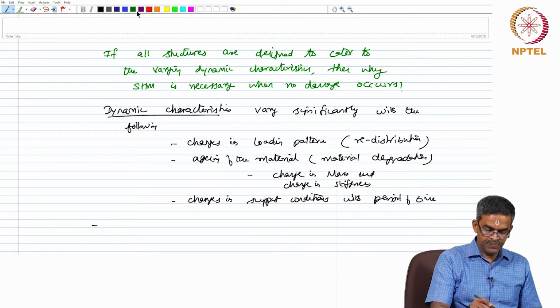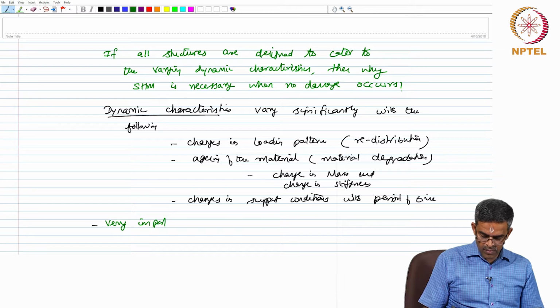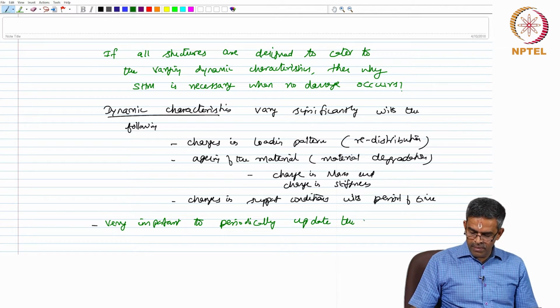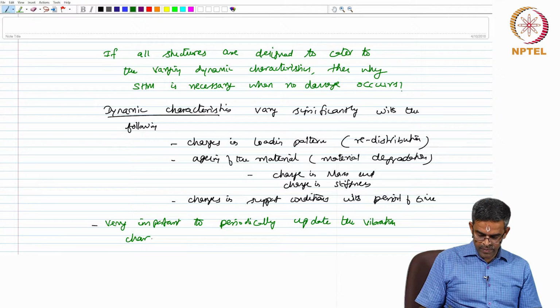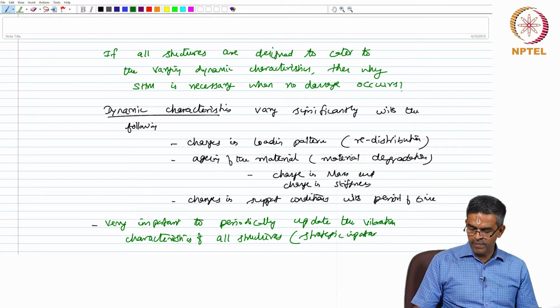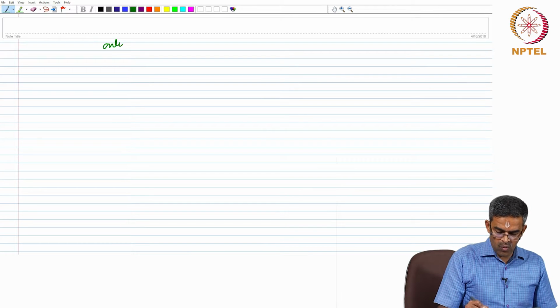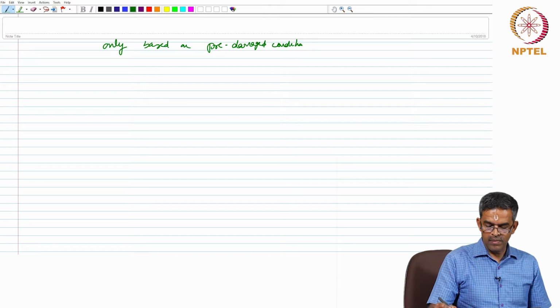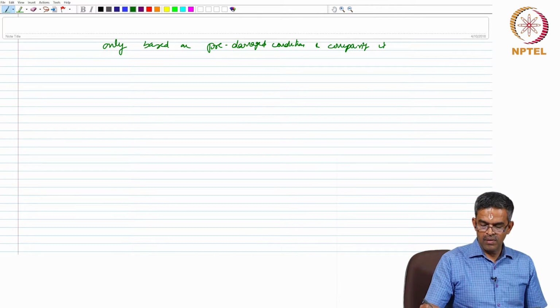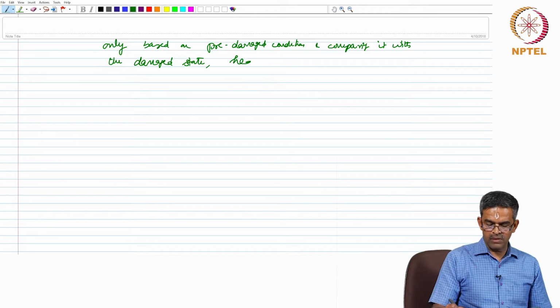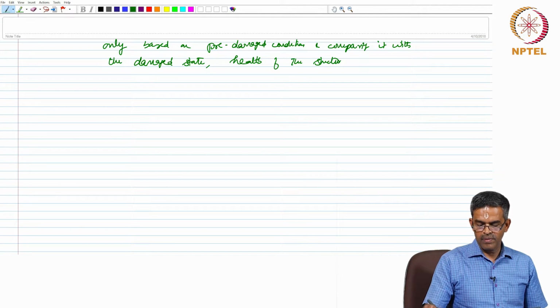So, it is very important to periodically update the vibration characteristics of all structures, I should say, but at least for structures of strategic importance this is necessary, because only based on the pre-damaged state and comparing it with the damaged state, health of the structure can be assessed. Okay.